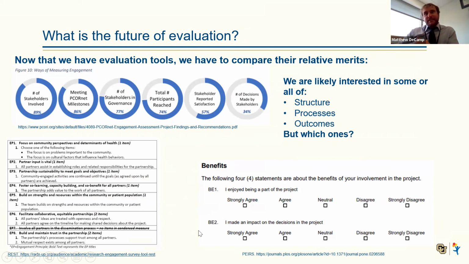I actually think that we're likely interested in some or all of these, right? I imagine if we went around the virtual room here and asked people what they gravitated toward, probably some of us are interested in structures. Some of us are interested in these different processes of engagement. And some of us may be interested more in outcomes. And we're probably interested in some or all of these, but the question, of course, becomes which ones. And now we'll go to the next slide.